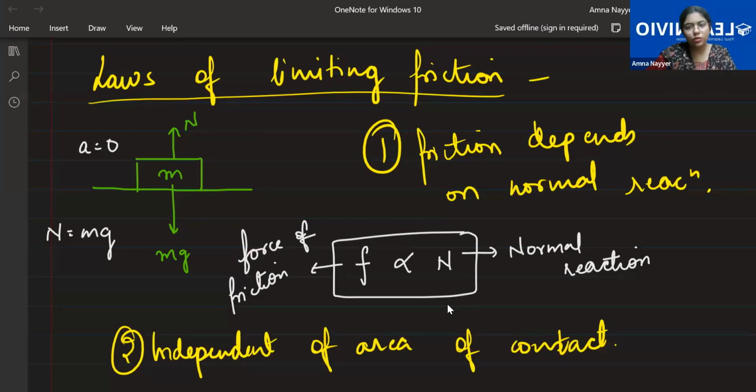Use your logic, whatever you've studied, and then you go further. If your normal reaction is balancing, let's say, tension, then the friction force will be balancing tension. It's not about the mg.